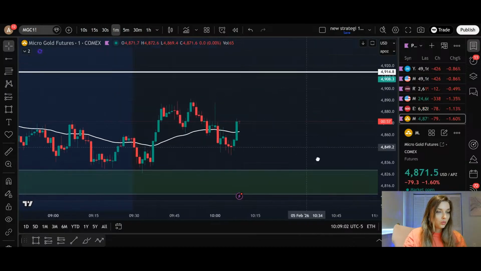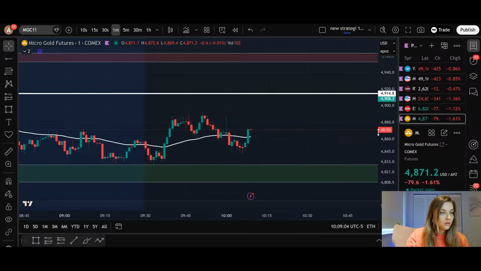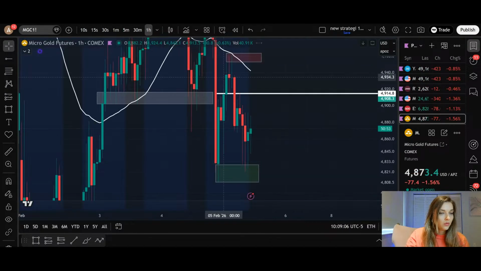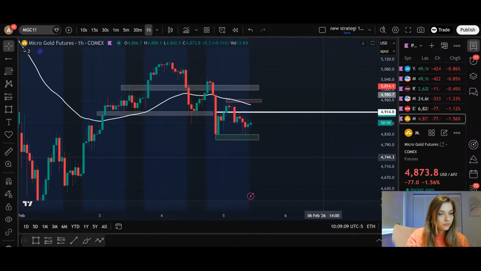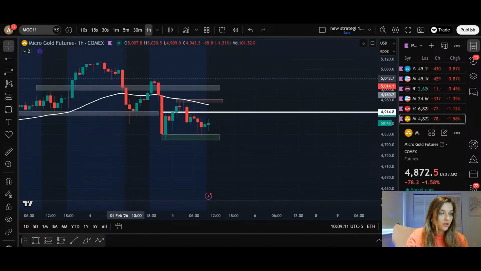Gold, gold, gold. Let's see on a bigger scale. Yeah, it's on a downtrend. Here it is.